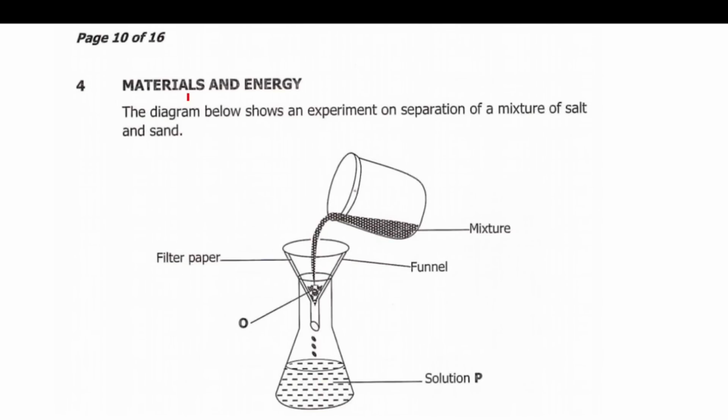4. Materials and energy. The diagram below shows an experiment on separation of a mixture of salt and sand. So a mixture of salt and sand here. We are seeing a filter paper funnel. We are seeing this mixture being poured on the funnel containing a filter paper. We are seeing something remaining on the filter paper and the solution P collecting in the conical flask.